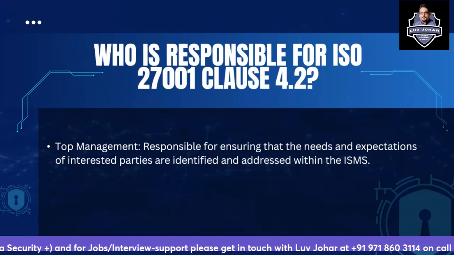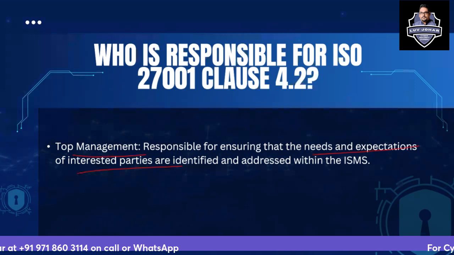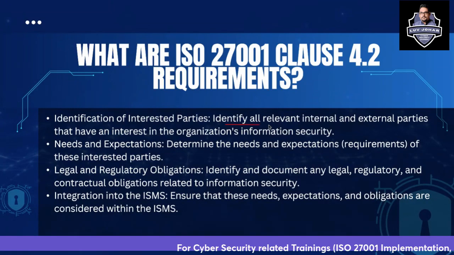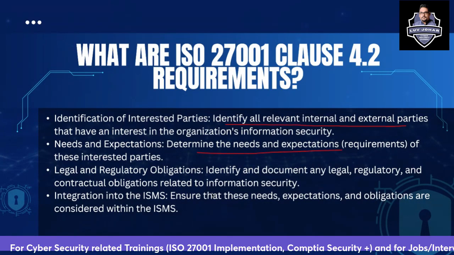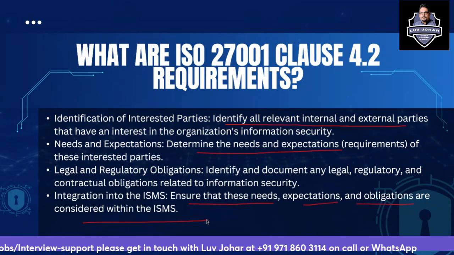So who is responsible? Top management is responsible for ensuring that the needs and expectations of the interested parties are captured and identified and addressed within the ISMS. So, identifying all the relevant internal and external parties is very much important here. We need to identify them, and we need to identify the needs and expectations also, and accordingly, legal and regulatory obligations as well, and incorporate them. Last one is very important, incorporate them into the ISMS that we are building right now.